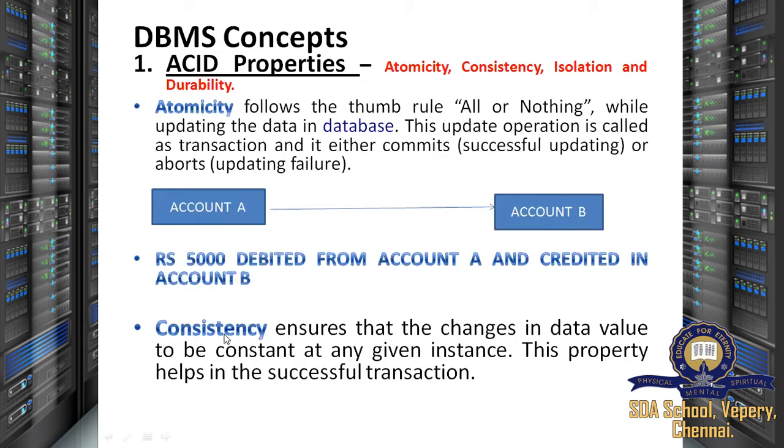Consistency, the second of your ACID property, ensures that changes in data value to be constant at any given instant. Once valid data is saved, we cannot make any changes. It states data are saved permanently. That is called consistency.